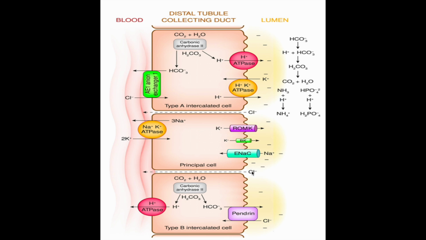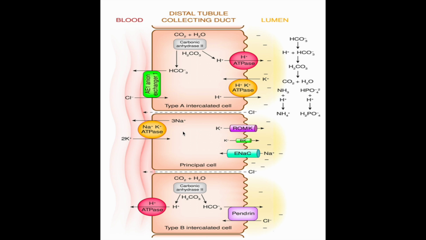The chloride comes through the paracellular areas into the blood. Potassium is getting pumped out by these two channels. So this principal cell is essentially the one which is taking part in sodium retention and potassium excretion. Apart from that, we have two important cells, that is the type A intercalated cells and the type B.